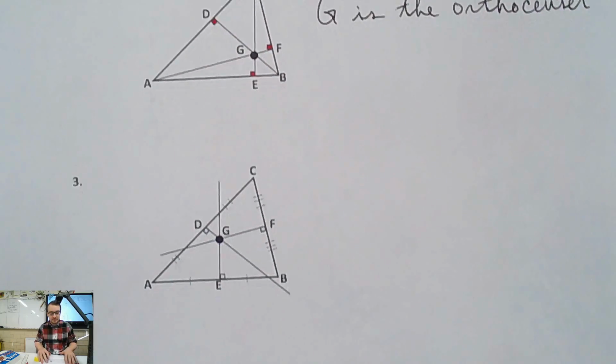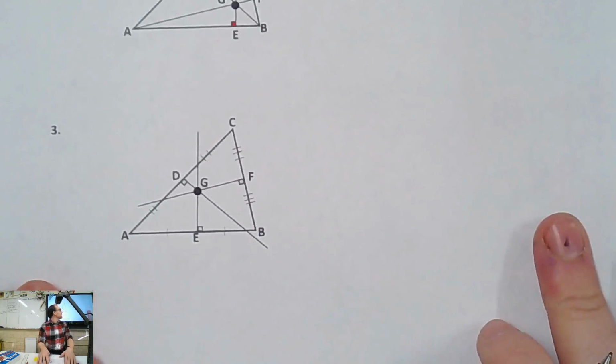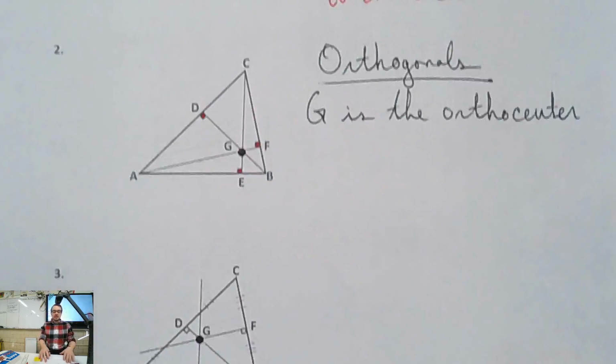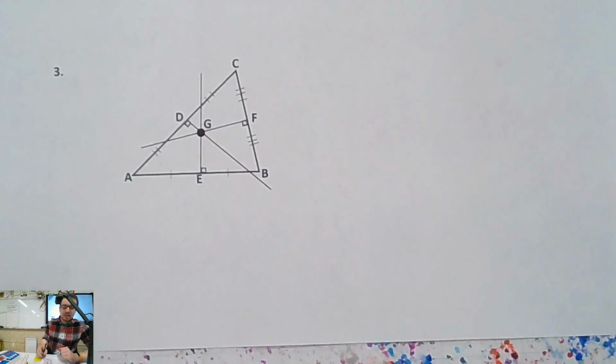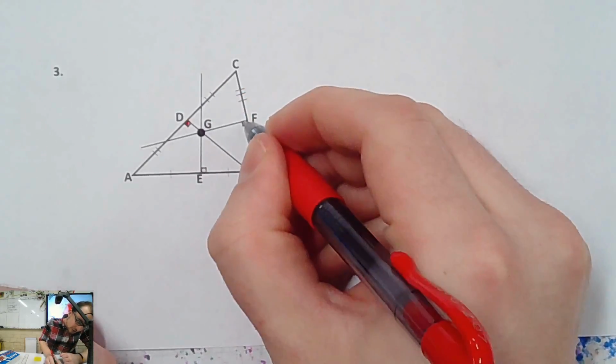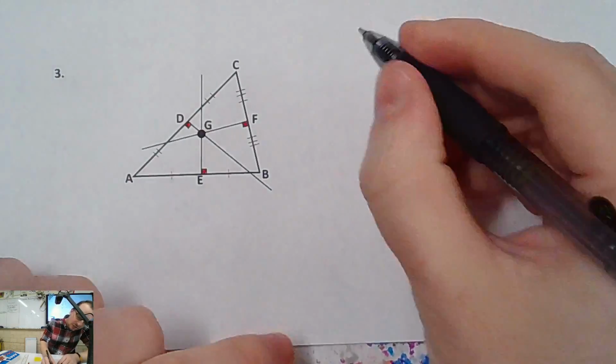Let's look at 3. Perpendicular bisectors. We're not doing anything more for number 2. We're going to come back to it. Those are perpendicular bisectors. How do I know they're perpendicular? Because they're 90. How do I know they're also bisectors? Because they cut the sides in two. So these are perpendicular bisectors.